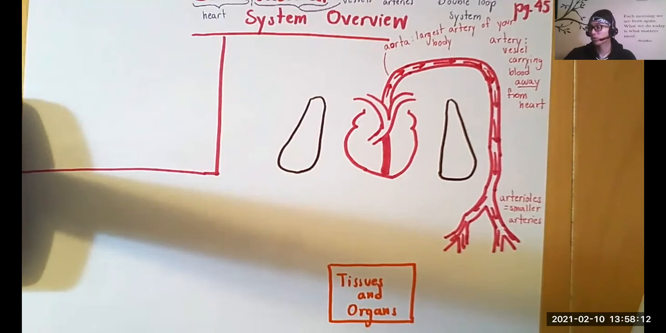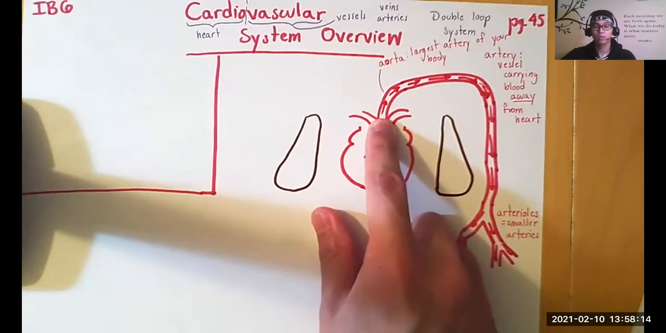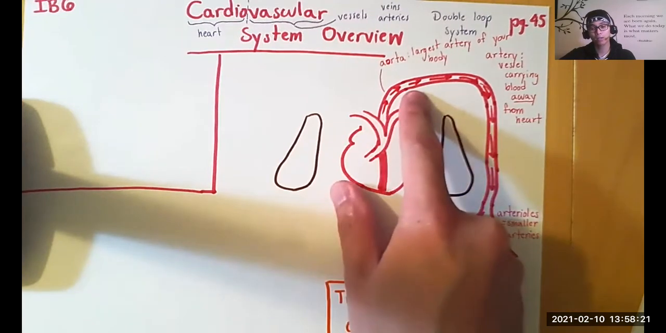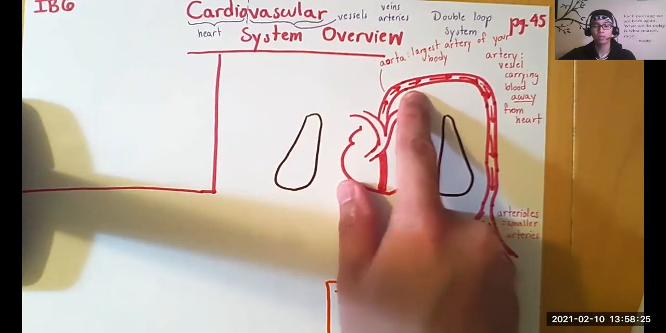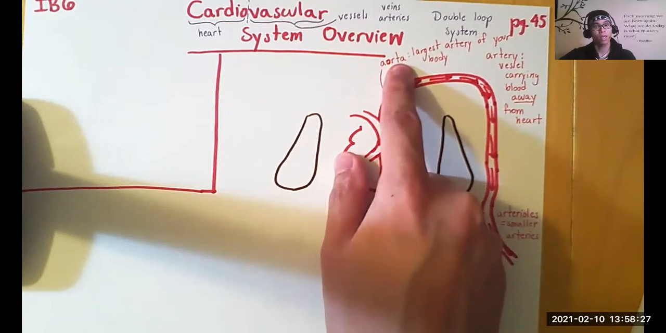Next point. We enter the cycle as a red blood cell coming out of the heart. And when the blood exits the heart, it uses the largest artery of the body. That artery is called aorta.